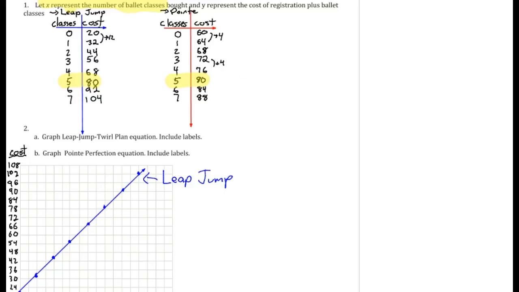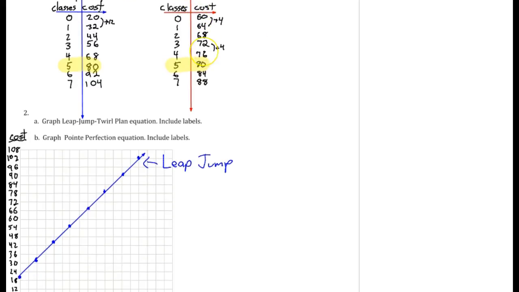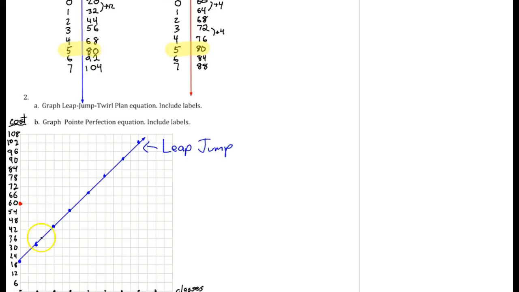And then do the same thing. I'm going to switch to red and graph the other one. See how it goes. So this one starts at $60. Then goes to 64. And we know they're going to intersect at 580, so I can expect somewhere around 5 right here. That's where they're going to intersect, at 580. Okay, and we can just fill in the rest of these.